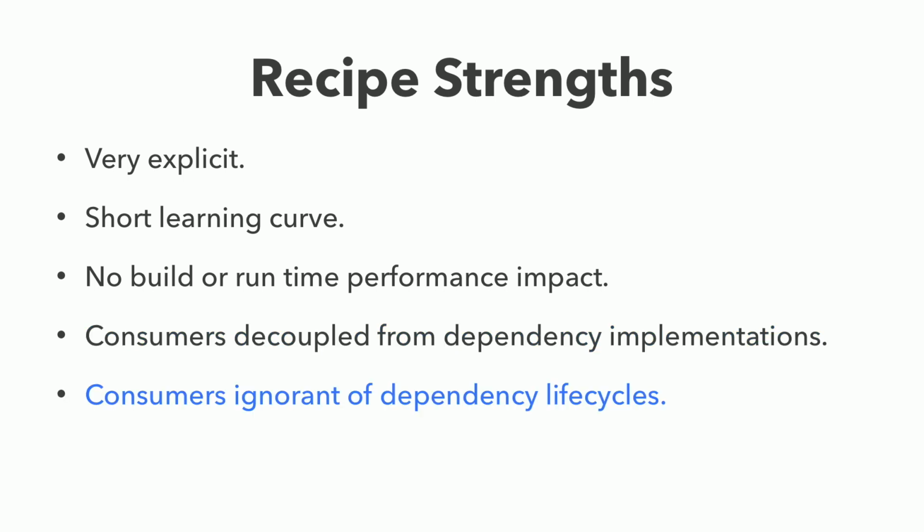And another big thing is that consumers now are ignorant of the dependency lifecycles. So in the original versions of the code, the consumer would know the difference between a new instance that it created using a constructor and a singleton that it accessed by calling a static method. And now that's not the case. Now we just give it an instance through the constructor, and it doesn't know if that instance was a new instance or a singleton. And so that frees you a little bit to actually use singletons.